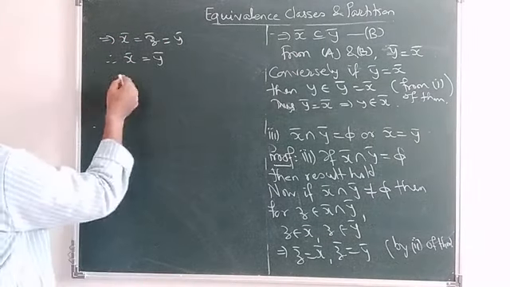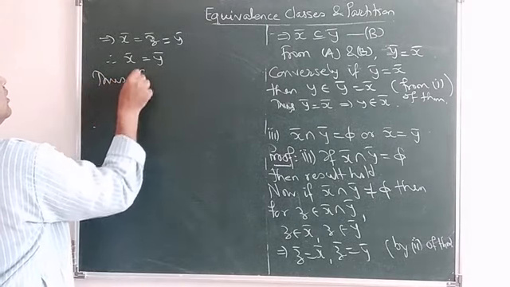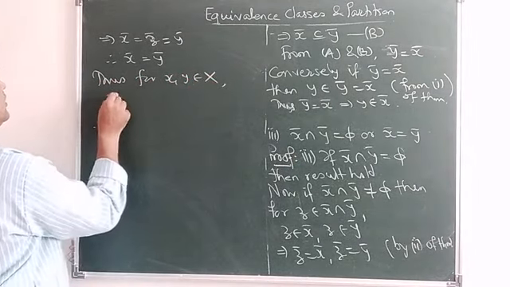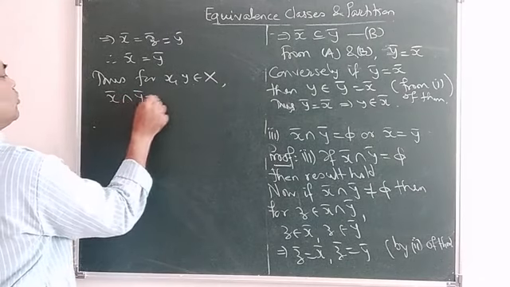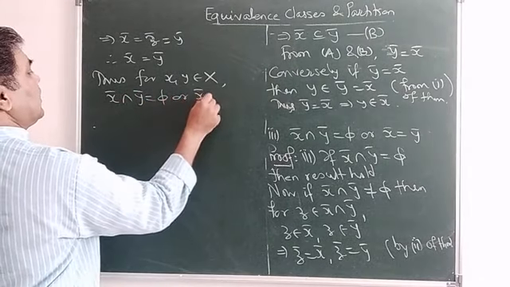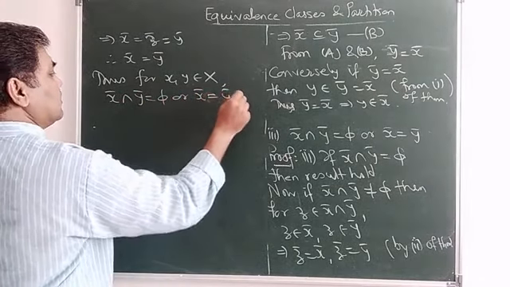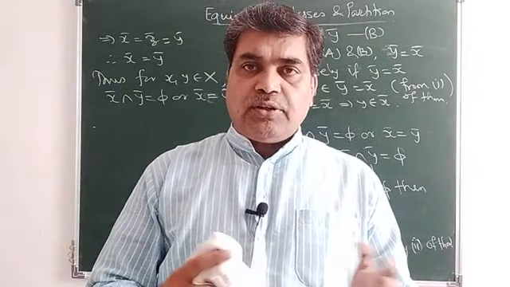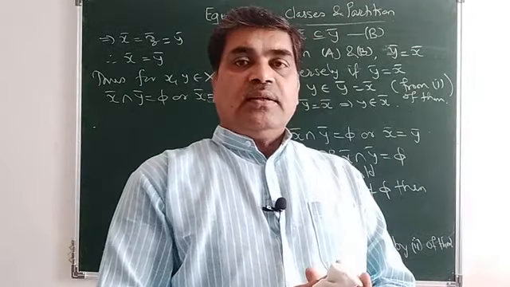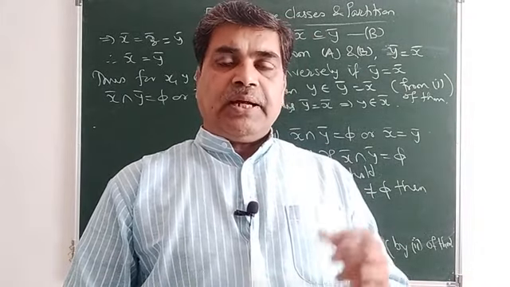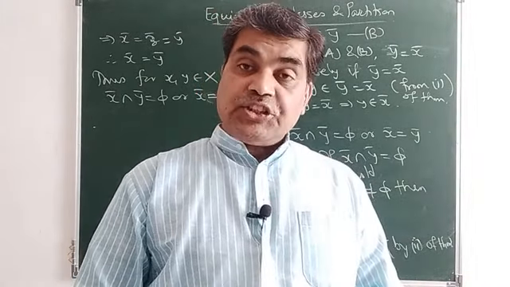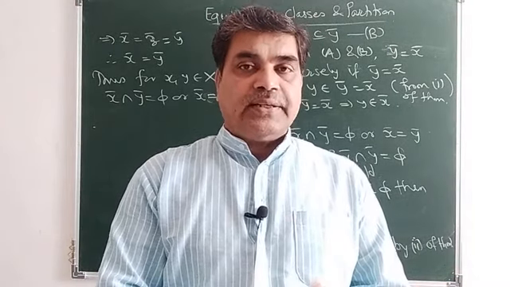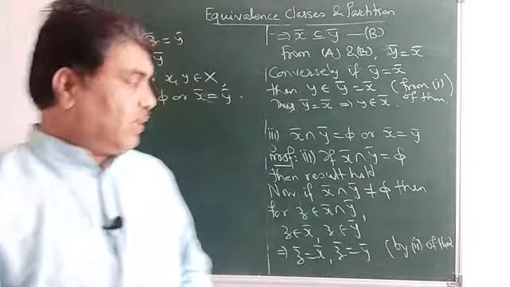Thus, for x, y belonging to X, x bar intersection y bar is equal to phi, or x bar is equal to y bar. So, if tilde is some equivalence relation defined on a non-empty set X, then the equivalence classes defined by that equivalence relation are either disjoint or identical. This is a very important result.